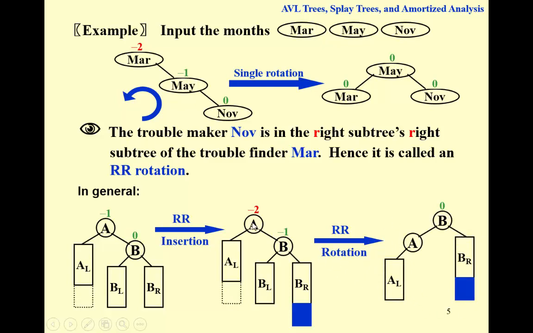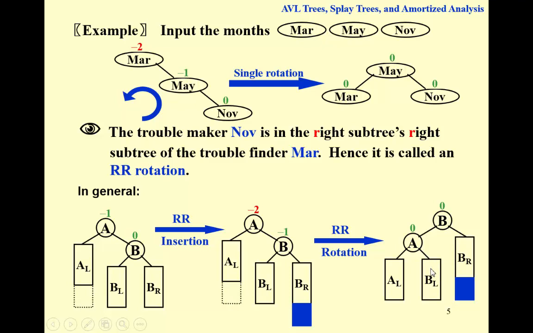We rotate A down to be the left child of B. But if B had a left subtree before the rotation, what can we do about this left subtree? Think about it. Okay, we should put it here. Make the original left subtree of B to be the new right subtree of A.